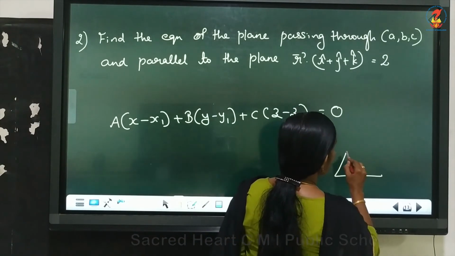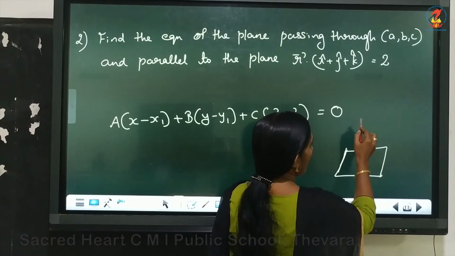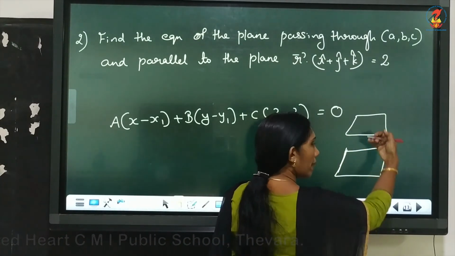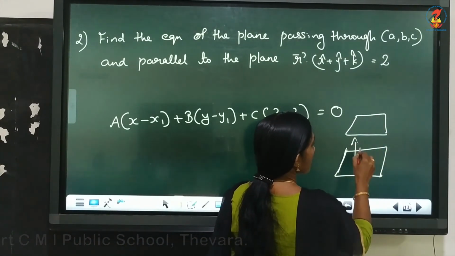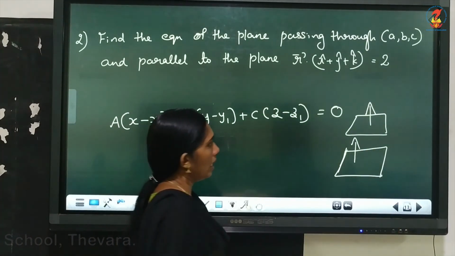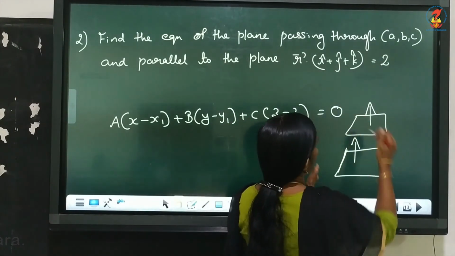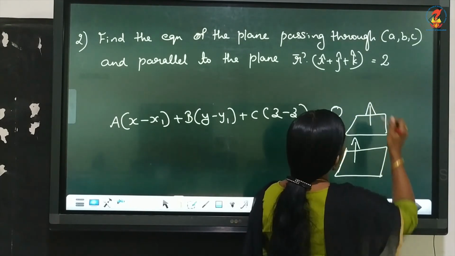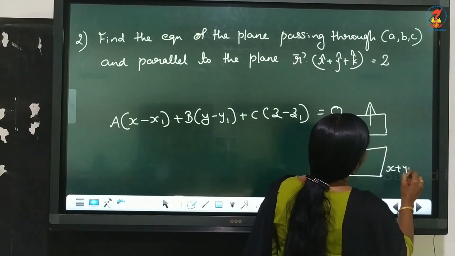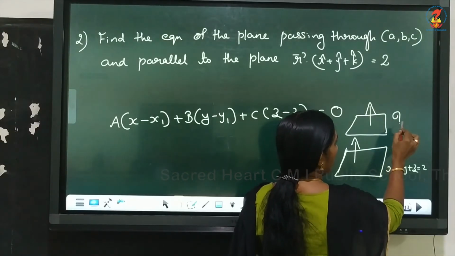So the condition is the plane is parallel. This is a plane, another plane. They are parallel. They are parallel means the normal also is parallel. Or this is the plane. Okay. Can I convert this in the Cartesian form? x plus y plus z is equal to 2. So the normal vector is 1i cap plus 1j cap plus 1k cap. We have to write the equation of this plane.